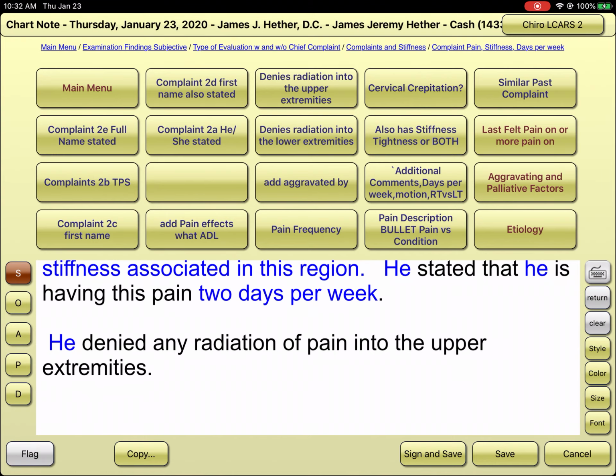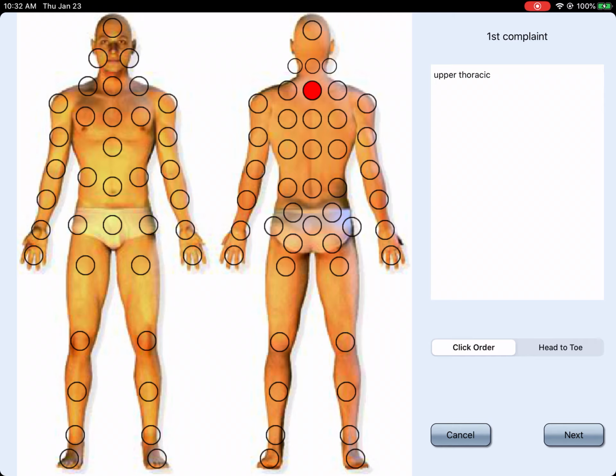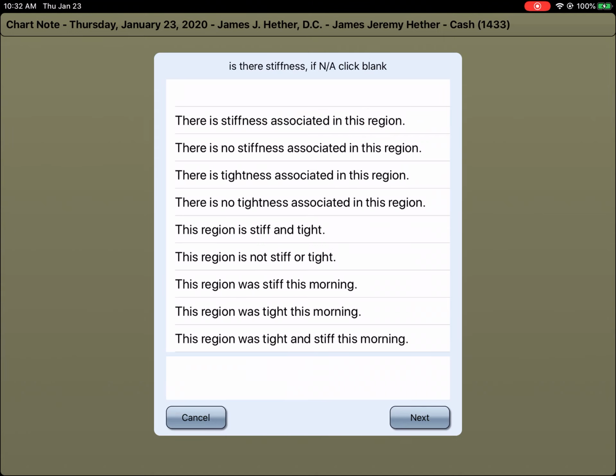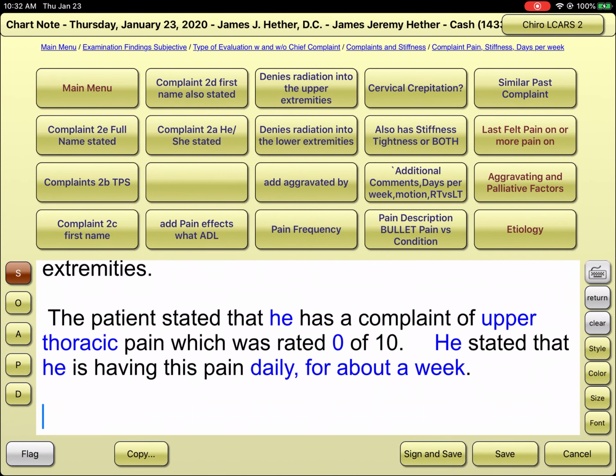And then I'll go over to the patient stated TPS that they have upper back pain. Then we'll give that about a 0. And we're going to say that they have no stiffness with headaches, upper back pain. And let's say this happens 1 day per week.